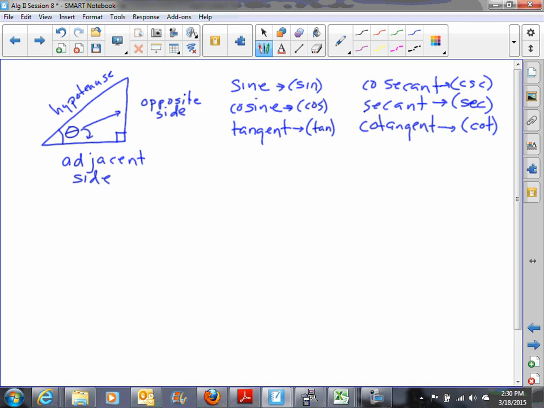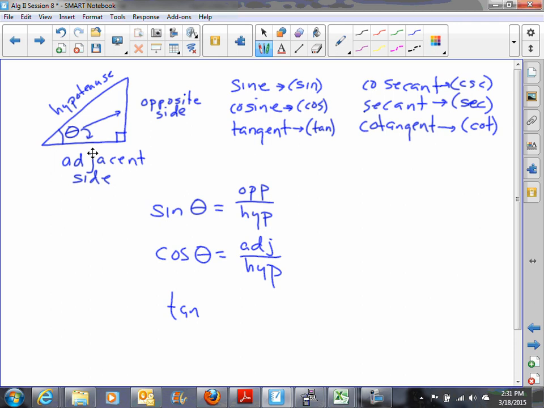Now, ordinarily, what we would do is define the ratio of two sides of the triangle with respect to an angle. So the sine of theta is defined to be the opposite side over the hypotenuse. The cosine of theta is defined to be the adjacent over the hypotenuse, and the tangent of theta is defined to be the length of the opposite side over the adjacent side.